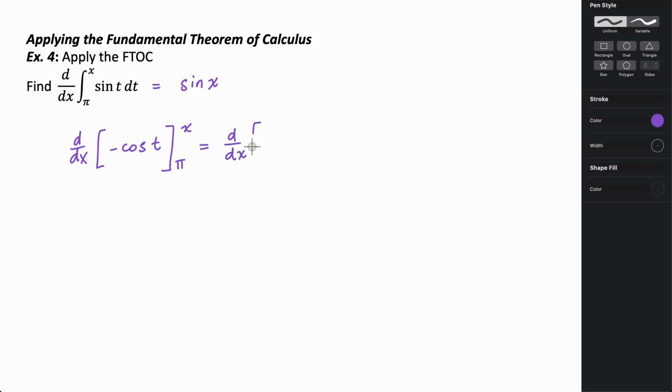So the derivative with respect to x of, plugging in the upper limit of integration, negative cosine of x minus the opposite of the cosine of the lower limit of integration, which is pi. So what do we get here? We have the derivative with respect to x of negative cosine of x. Cosine at pi is -1, so subtracting -1, that becomes positive. So it's negative cosine of x plus 1.